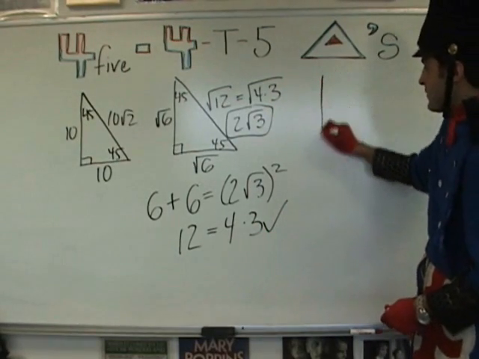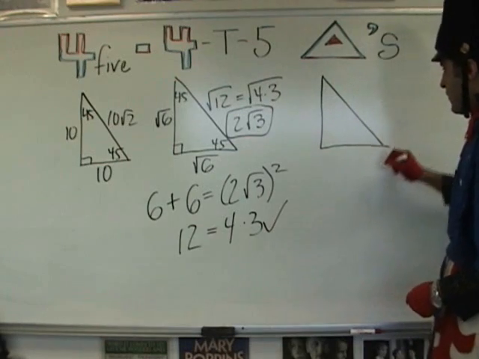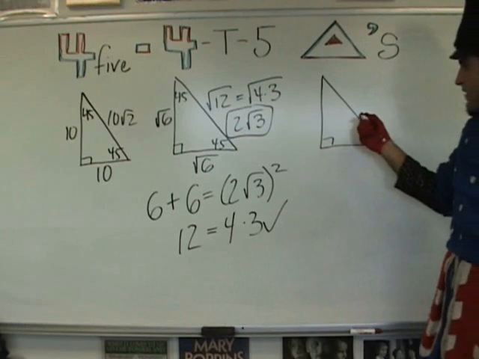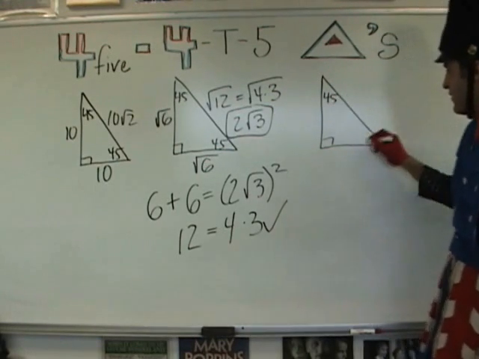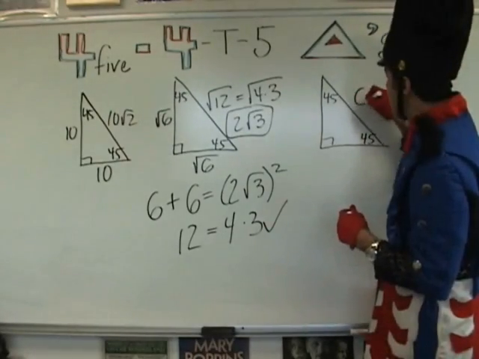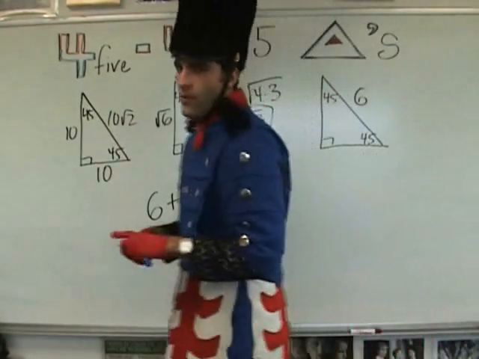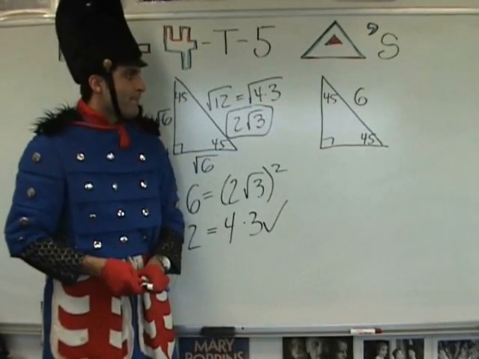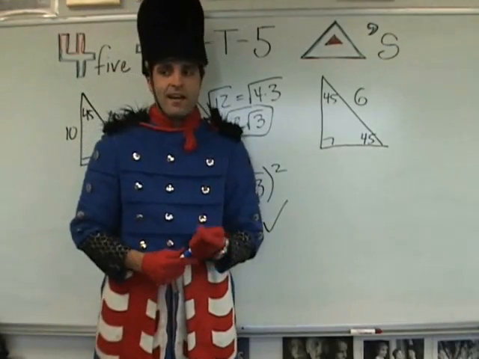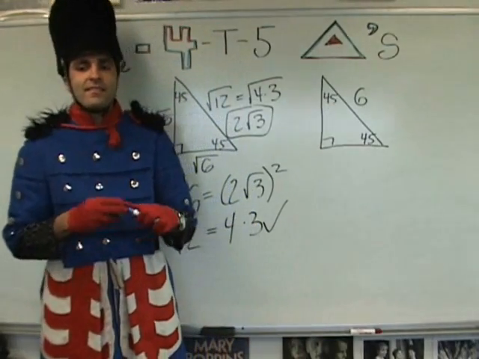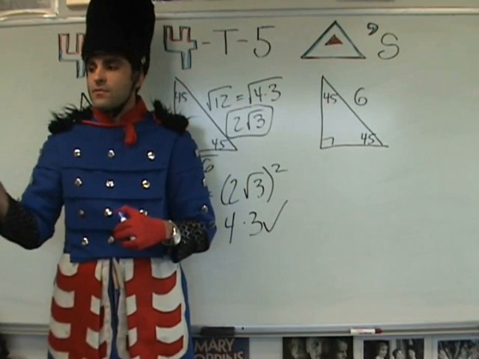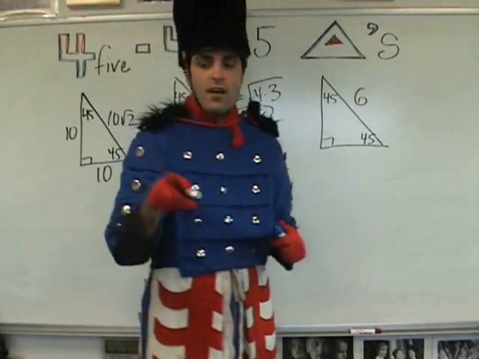Okay, let's make it more challenging. If I could, I would roll up my sleeves, but I can't. There's no room in this thing. 45, 45. Okay, now here we go. 6. What do we do now? I'm going to tell you how, but what are some guesses? Who feels like they may know? What do you think?